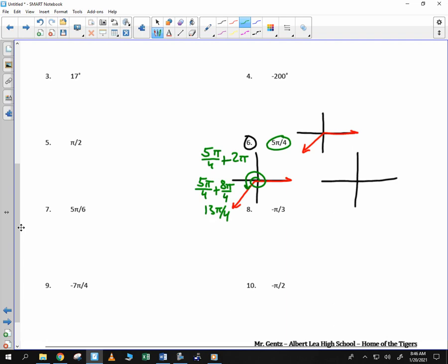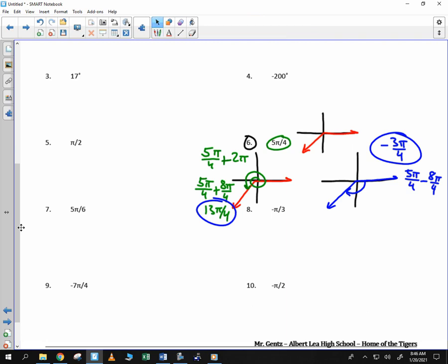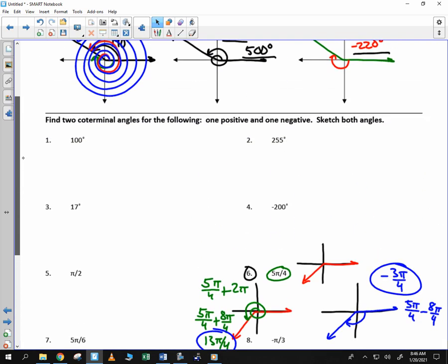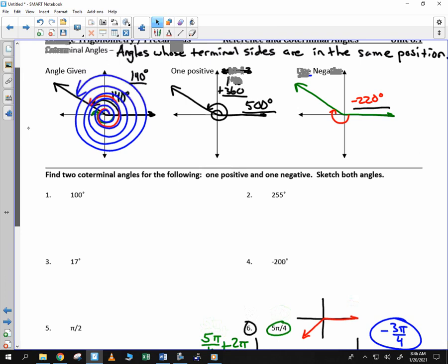If we go the opposite direction, like that, you can see that you get negative 3 pi over 4. Again, as I took 5 pi over 4 and subtracted 8 pi over 4, you can see you get negative 3 pi over 4. So 13 pi over 4 and negative 3 pi over 4 are in fact coterminal with 5 pi over 4. Just sketch that angle, you should already know how to do that, and then go ahead and if it's in degrees, express the answer in degrees. If it's in radians, express the answer in radians.